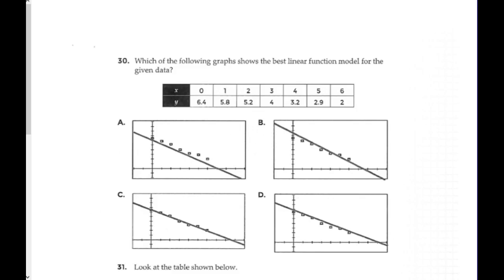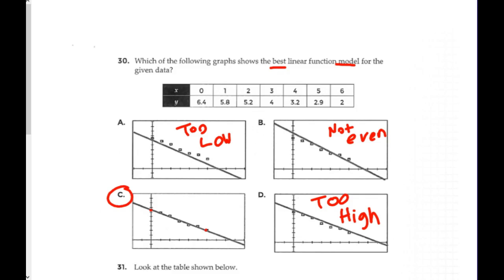Okay, when you're doing best model on a graph, you want something that cuts it down the middle. A, too low. D, too high. Now B or C, which one cuts it down the middle? B has 5 below, 2 above. It's not even. But C cuts it more down the middle, because it's cutting that one in half, cutting that one in half. Got 3 above, 2 below. It's more evenly cut in half.